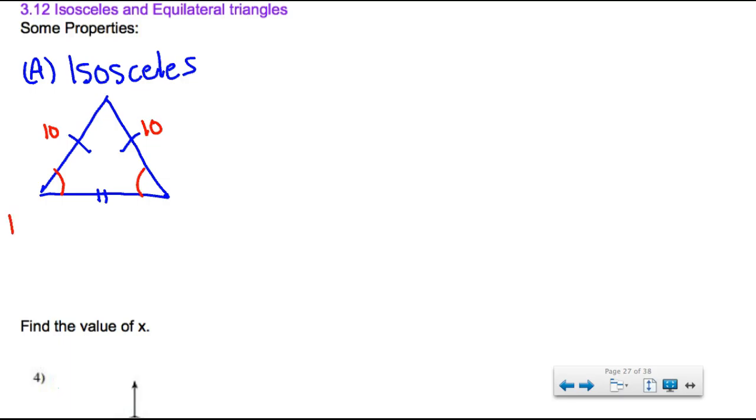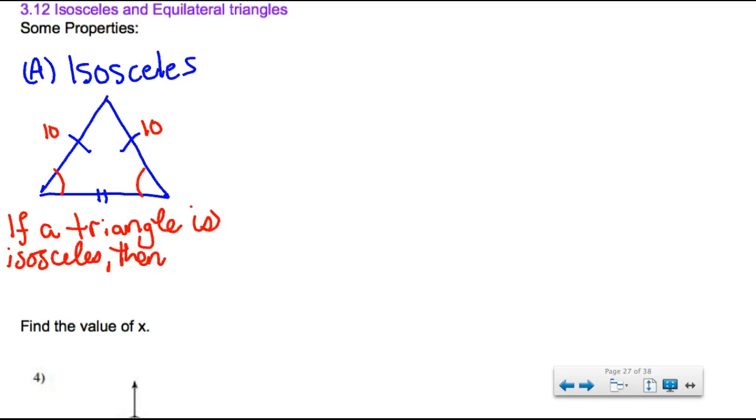So we can say this: if a triangle is isosceles, then its base angles are congruent. So if this is x, so is that.